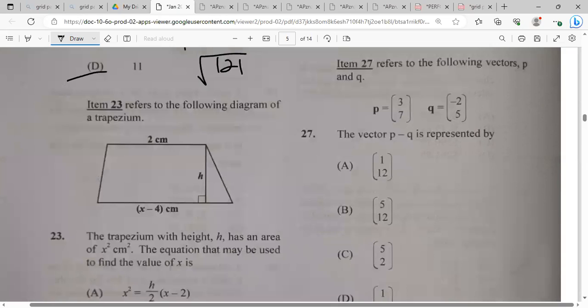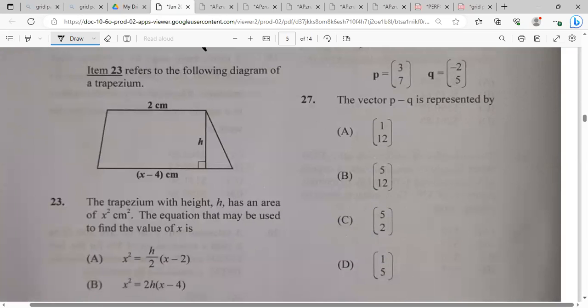Right, let's move on. The trapezium with height h and area x squared centimeters, the equation that may be used to find the value of x is? It can be a bit tricky. In order to find the area of the trapezium, first we add these two parallel sides, name them a and b, and multiply by the height over 2. The area is supposed to equal x squared. So I'll work on the left-hand side.